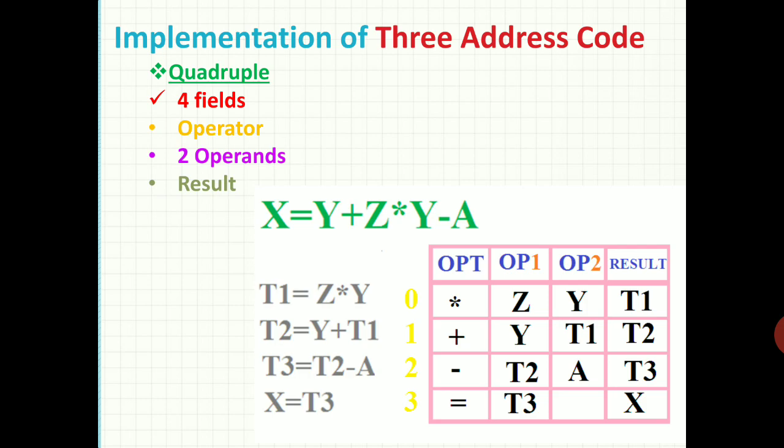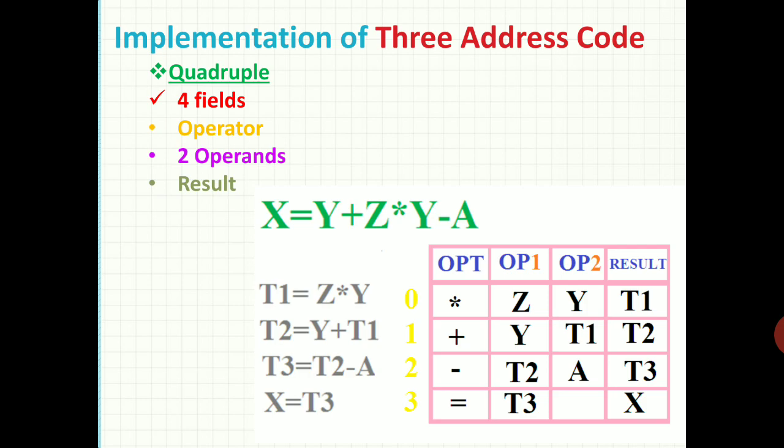Then the second instruction has the operator plus stored in the operator field, and two operands, y and t1, stored in the operand fields. Then the result is stored in t2. Then we come to the next instruction, that is t3 equal to t2 minus a.